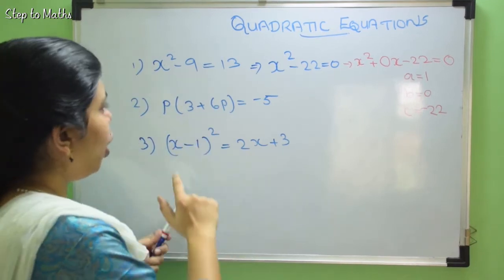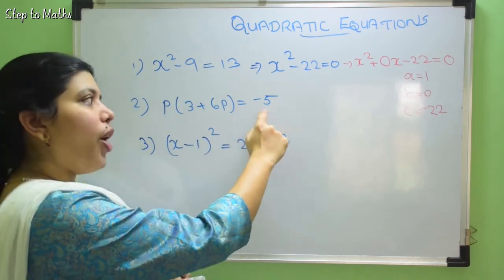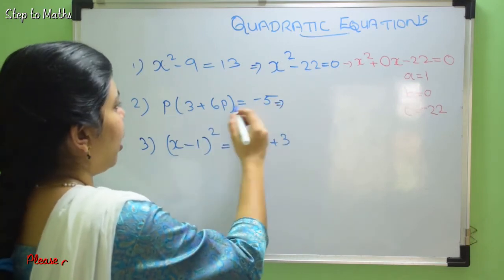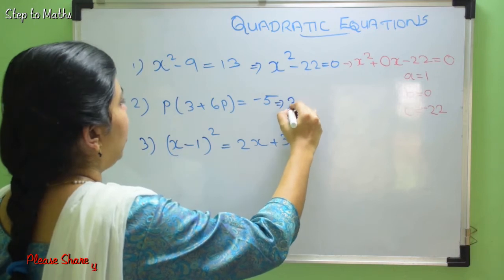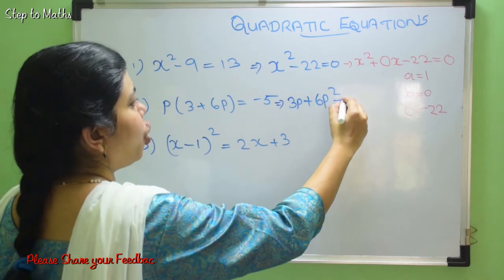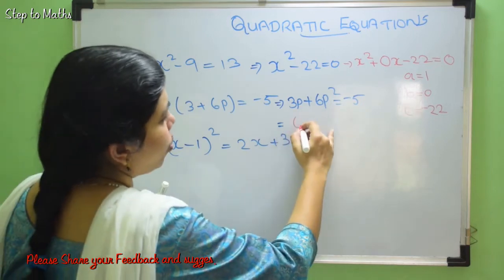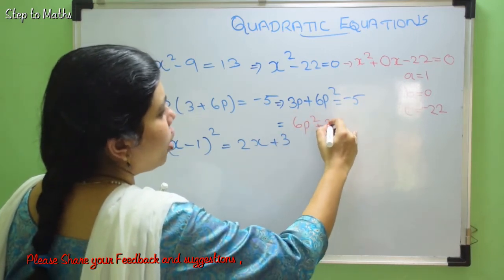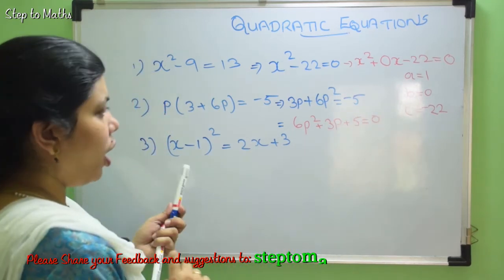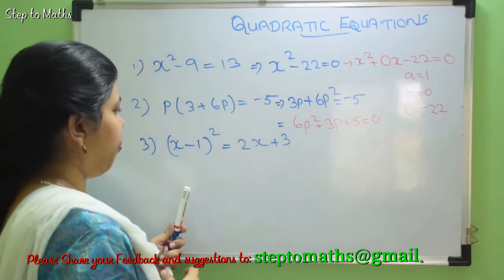Consider the next one. P into 3 plus 6p is equal to minus 5. How can we rearrange this equation? 3p plus 6p square is equal to minus 5, that is, 6p square plus 3p plus 5 is equal to 0. Here the value of a is 6, b is 3 and c is 5.